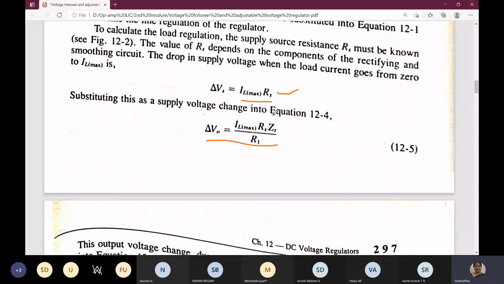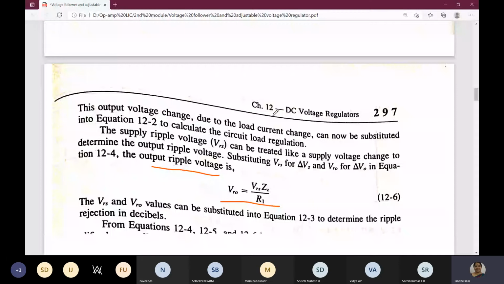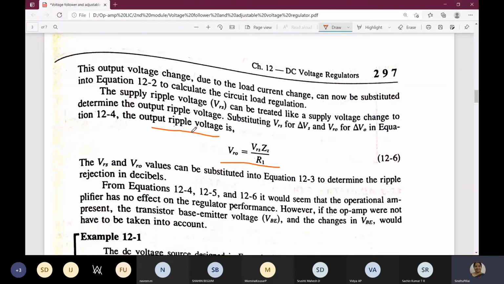Next, we have to know about the ripple rejection. See, all these three factors will decide the performance of the regulator. The performance depends upon line regulation, load regulation and ripple rejection. So we saw both now, line is completed, load is completed. Now next we'll see what the ripple is. Whatever the ripple in the supply voltage, it is represented as VRS. It can be treated like a supply voltage change to determine the output ripple voltage. So just substitute VRS for delta Vs and VR0 for delta V0.